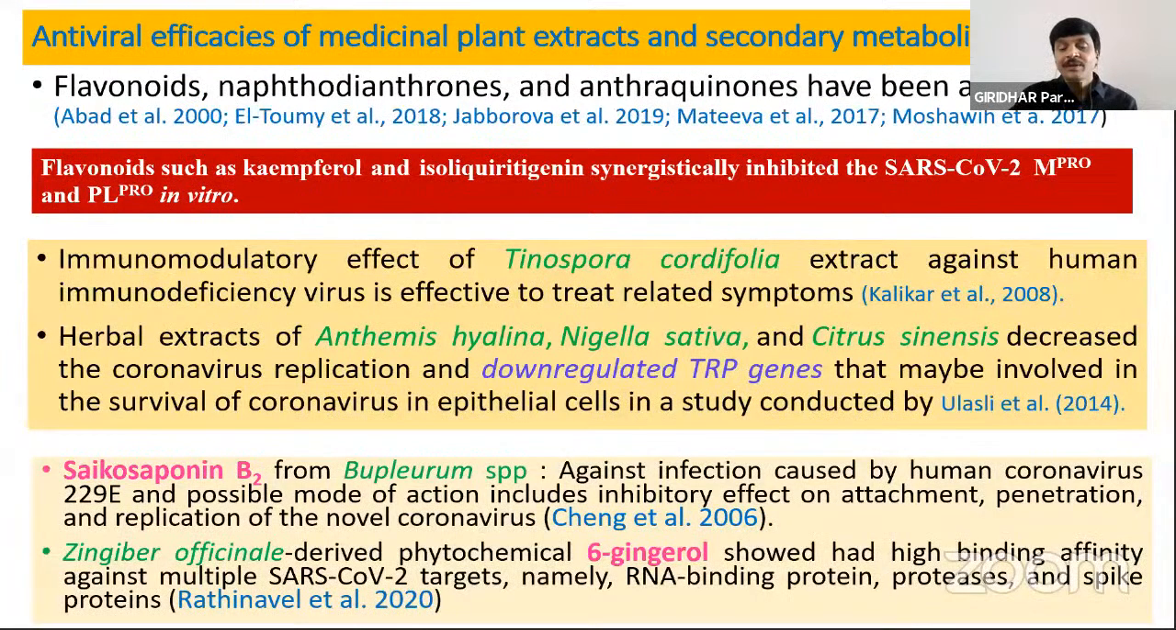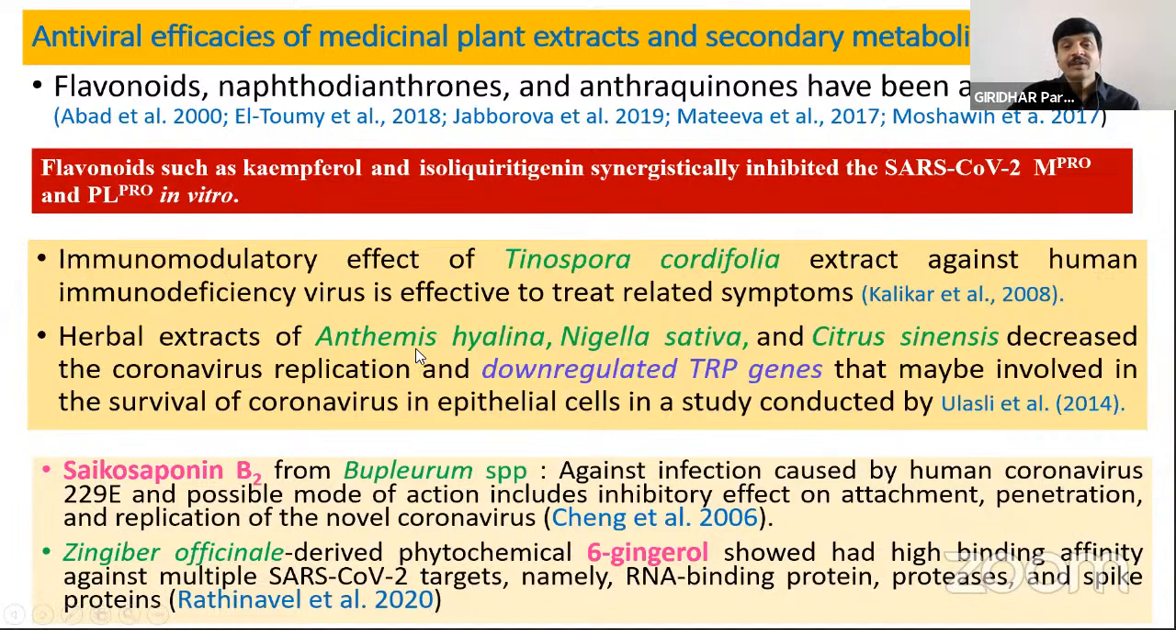From the health point of view now, since our topic is against the coronavirus pandemic, we will look only into the antiviral efficacies in this topic. Many of the flavonoids, naphthodianthrones, and anthraquinones have been assessed during the last decade, especially in the last 5 years, and they are proven to be among the best for their antiviral potential. Especially flavonoids such as kaempferol and isomalabaricane synergistically inhibit the SARS-CoV-2 Mpro, this is a protein, and also the papain-like protease that I mentioned just now. Since these two are important at a very early entry level, the kaempferol and isomalabaricane combination seems to be very good for preventing coronavirus, SARS-CoV-2, entry.